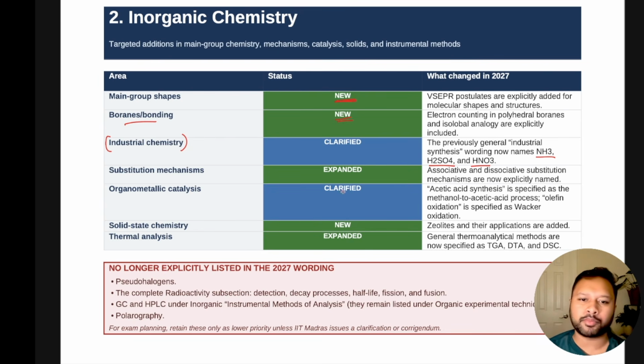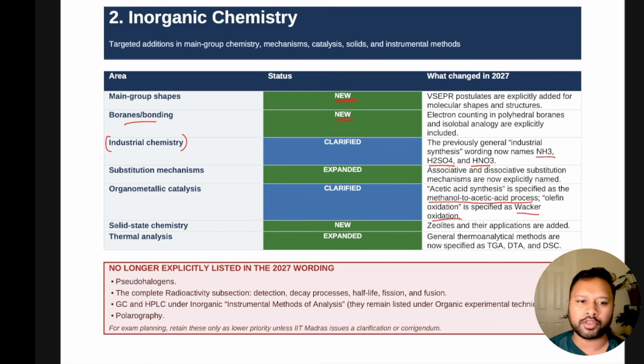Next, the substitution mechanism is expanded. Associative and dissociative substitution reactions are now added. Organometallic catalysis is again clarified. Acetic acid synthesis is specified as the methanol to acetic acid process, which is something new and specifically mentioned in the syllabus. Olefin oxidation is specified as Wacker oxidation. So these two things are included or explained in organometallic catalysis.